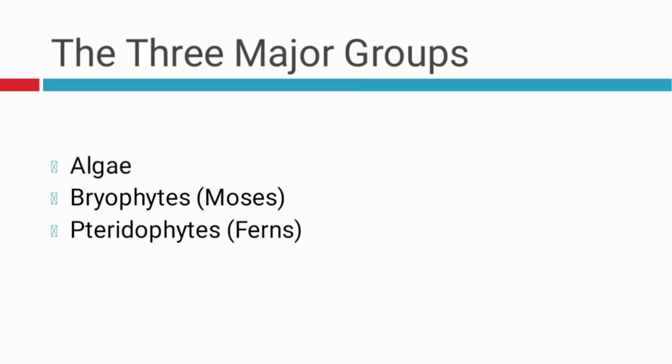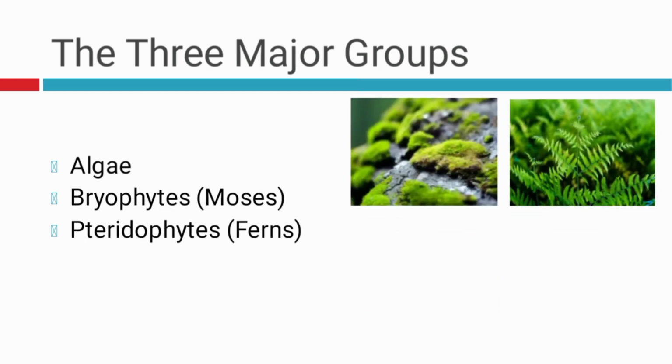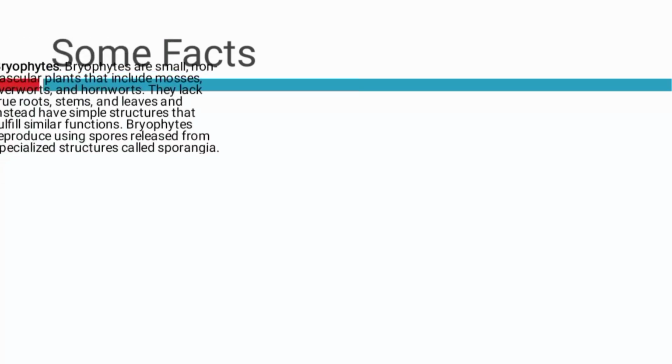We have three major groups when we are talking about seedless plants. We have the first group, algae, the thallophyta. Then we have the bryophytes, the mosses, and then we have the pteridophytes, the ferns. These are the three major groups. Please take note of these groups. These are the various pictures. The first picture that popped up is the bryophytes, and then we have the ferns and then the algae.